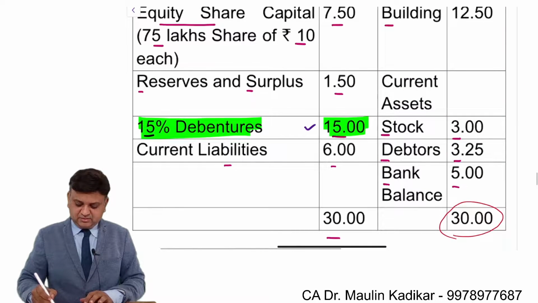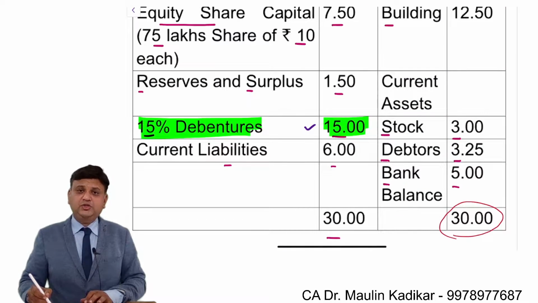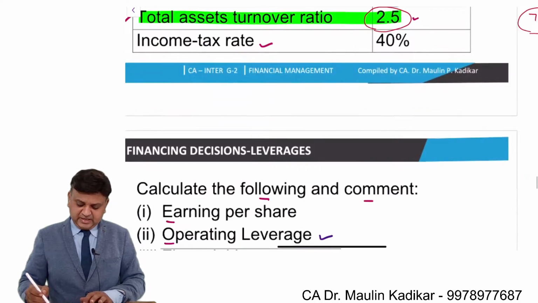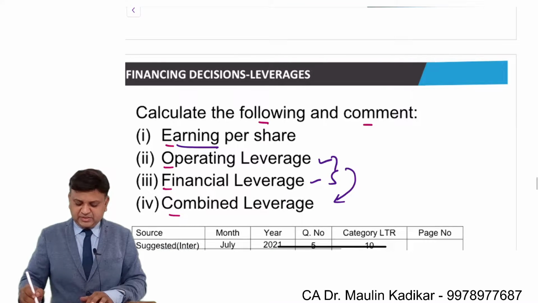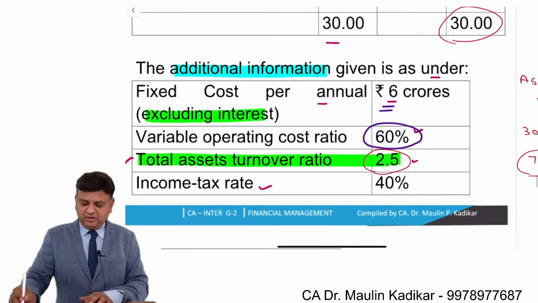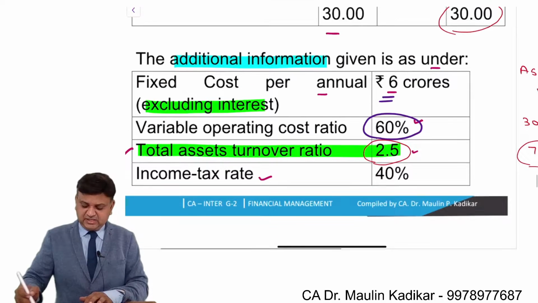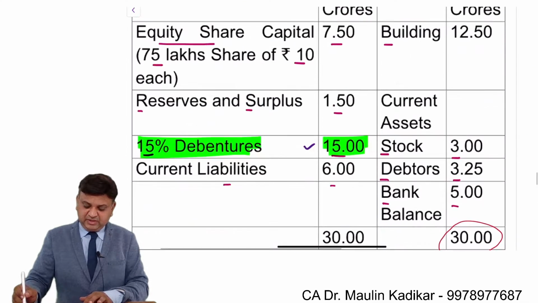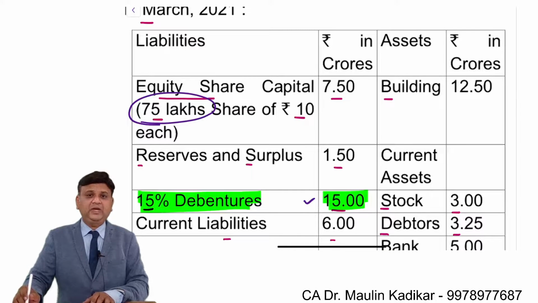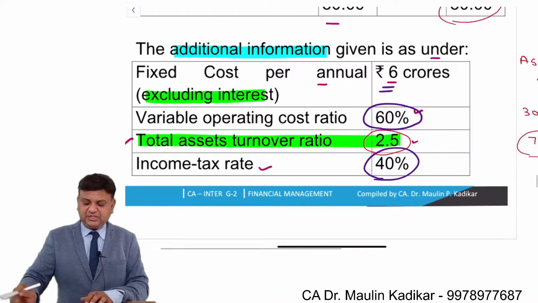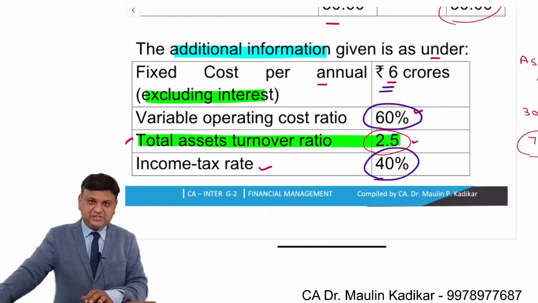EBIT minus interest will give us EBT. So EBIT upon EBT, you will get DFL. Multiplication of both of them will give DCL. One more question is there, EPS calculation. From EBT, tax is deducted at 40% to compute earning after taxes. The same will be divided by the number of equity shares, 75 lakhs. And that will give us earning per share. This is the way the earning per share is calculated. So that is the first part of the question.